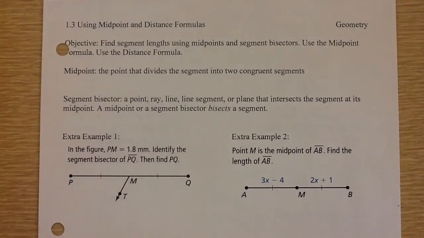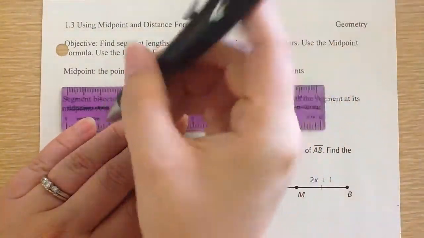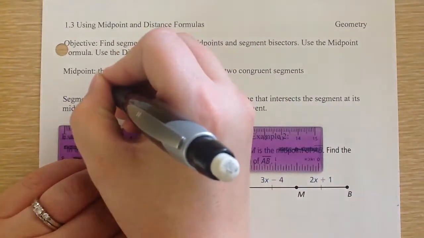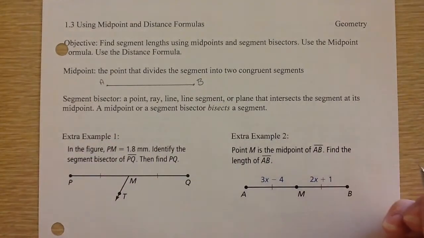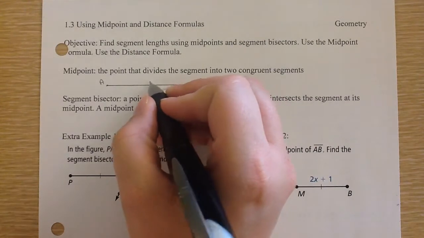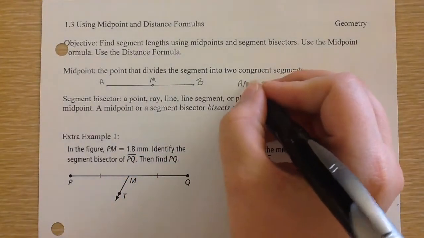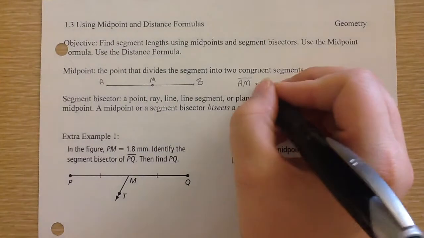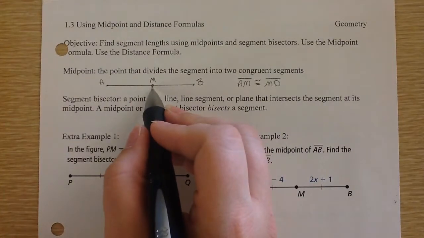Okay, so first we have a little bit of vocabulary. We have to give a formal definition of what a midpoint is. A midpoint is the point that divides a segment into congruent segments. So if I have a segment, let's go ahead and draw a segment here and label it A, B. And if I wanted to divide it into two congruent segments, if I have a point here in the middle, M, and if it divides it into two congruent segments, so that segment AM is congruent to segment MB, then we know that M is the midpoint.